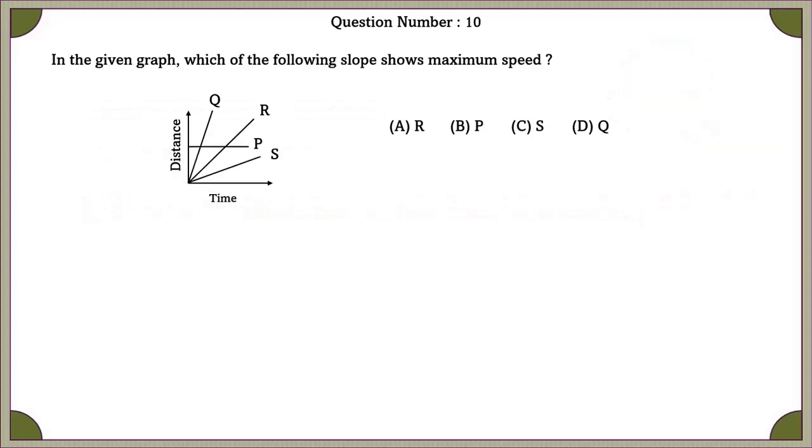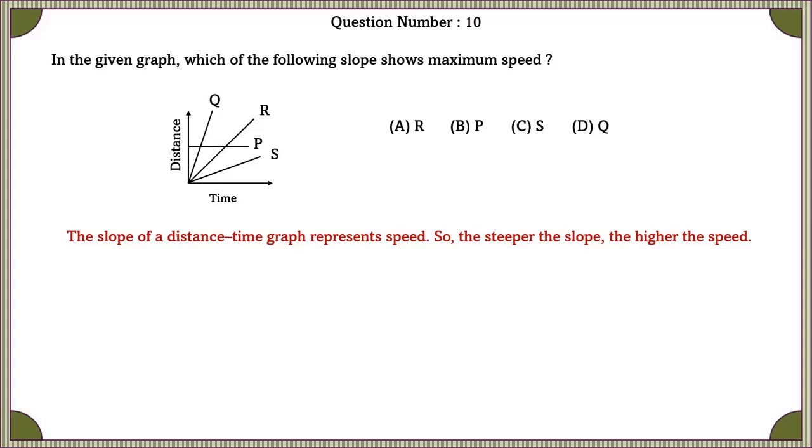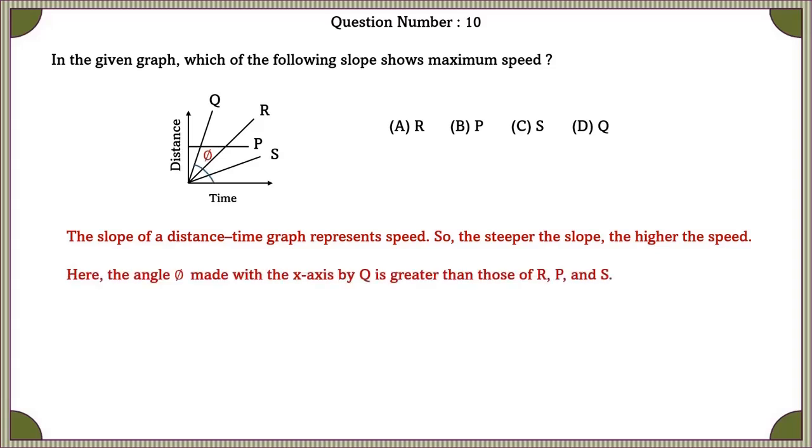Question number 10. In the given graph, which of the following slopes shows maximum speed? The slope of a distance time graph represents speed. So the steeper the slope, the higher the speed. Here the angle theta made with the x-axis by q is greater than those of r, p and s.